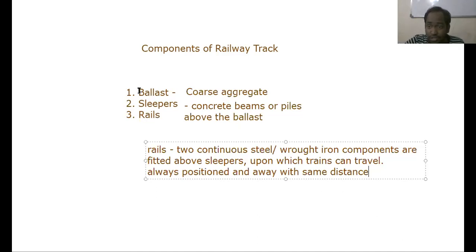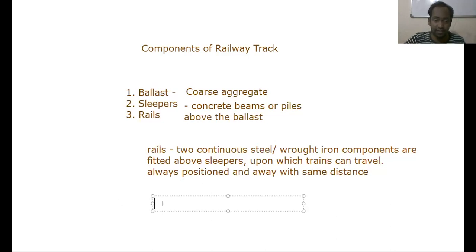So these three are the most important components of a railway track. The first one is the ballast, the next one is the sleepers, and the next one is the rails. Ballast is the coarse aggregate part which we find at the bottom of the railway track, and sleeper is the concrete beam which can bear the entire load of the train. It is made up of precast concrete, and sleepers are always made with 43 grade or 53 grade cement.